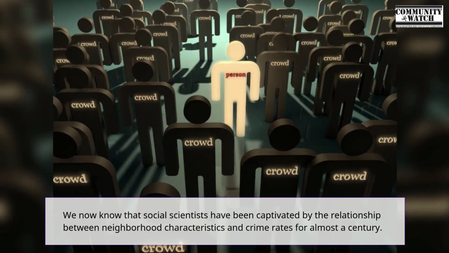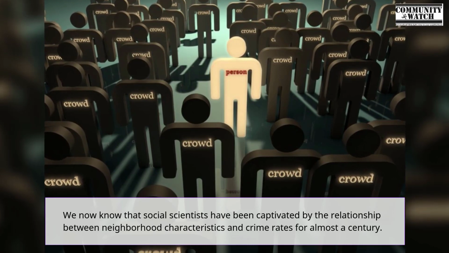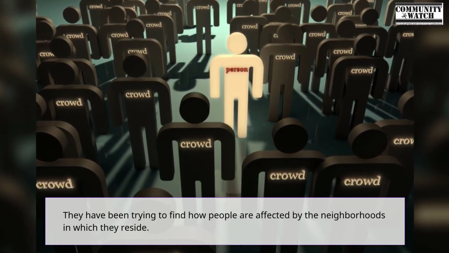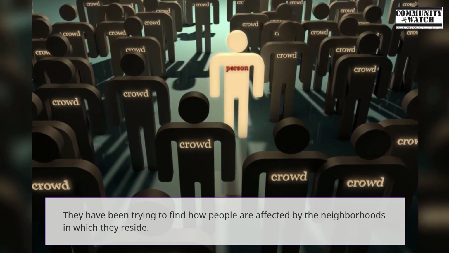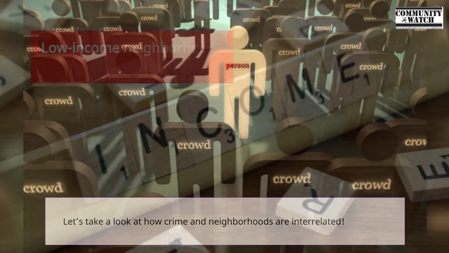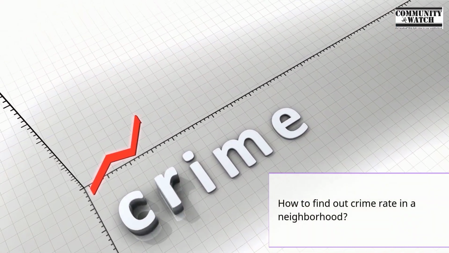We now know that social scientists have been captivated by the relationship between neighborhood characteristics and crime rates for almost a century. They have been trying to find how people are affected by the neighborhoods in which they reside. Let's take a look at how crime and neighborhoods are interrelated. Low-income neighborhoods and crime. How to find out the crime rate in a neighborhood.